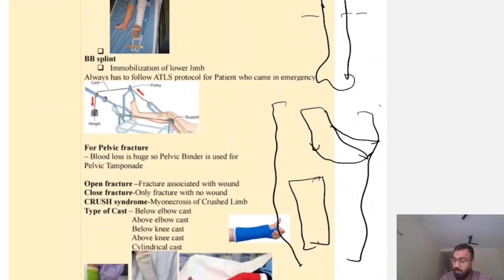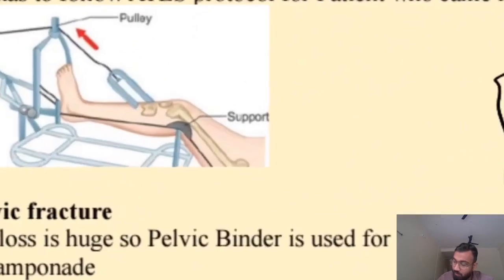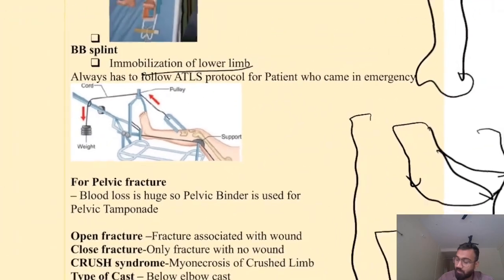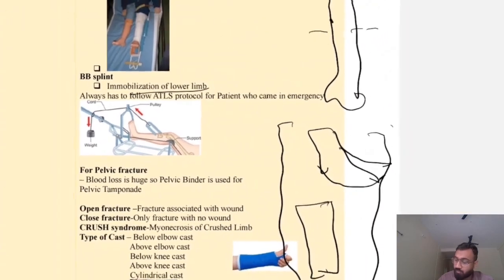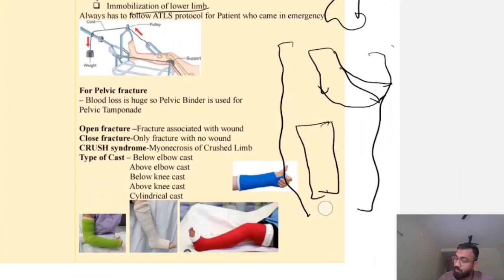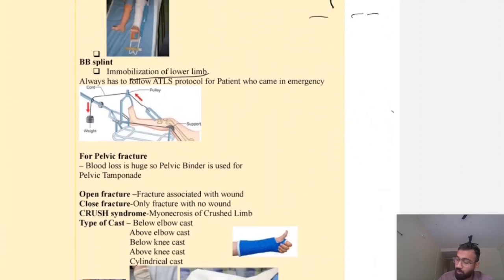Okay. Next is BB splint. You can see this is BB splint. It is used for proximal tibia fracture. Okay, BB splint is used in proximal tibia fracture. There are so many pulleys and you will apply a weight to it for traction.